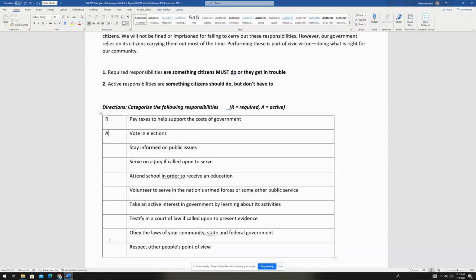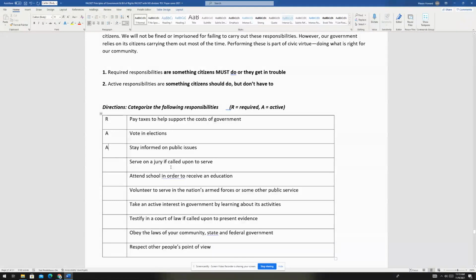Okay. Time is up. Here we go. Let's see if you were right or wrong and you understand what a citizen should do versus what they have to do or they get in trouble by the law. Stay informed on public issues. Some grown-ups don't know, oh, we're at war, oh, we're voting for president today. I didn't know. But guess what? Just because you are completely uninformed, you won't go to jail for that. So that's what an active citizen does.